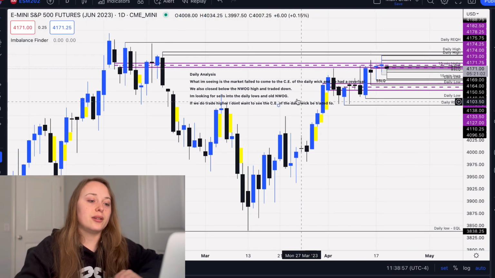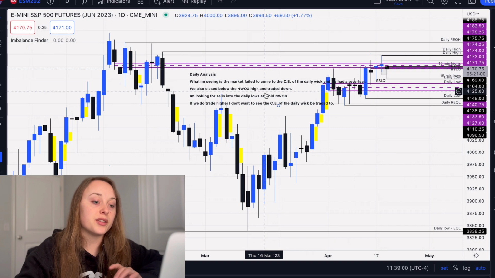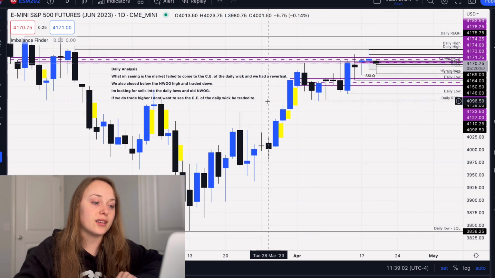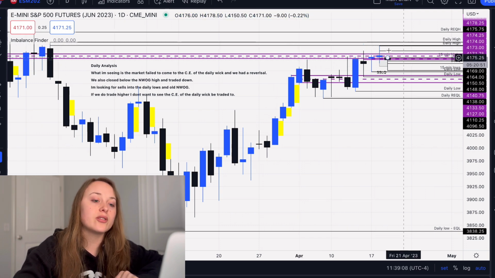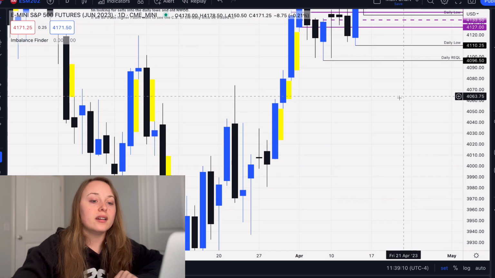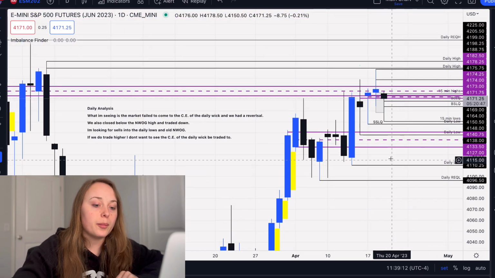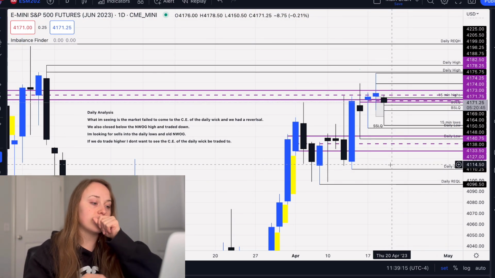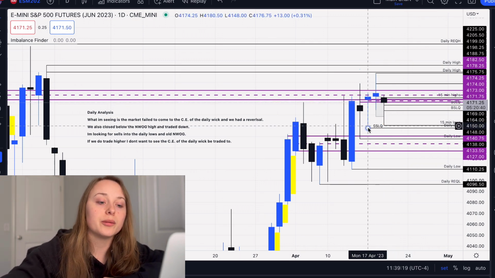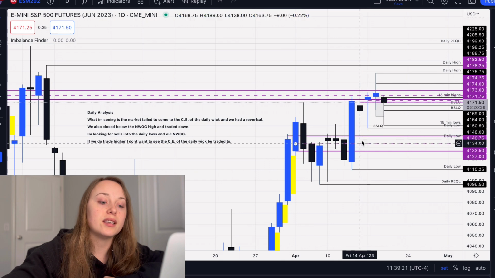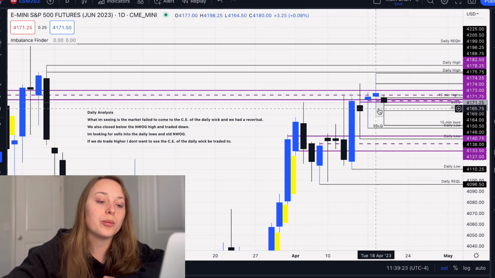Yeah, so, I mean, daily analysis. This is what I wrote down this morning. What I'm seeing in this market failed to come to the CE of the daily wick. So I thought maybe we could be trading lower. But the more you look at it, the more you can see is in order to trade lower, we'd want to go below this daily low and then into this old new week opening gap.